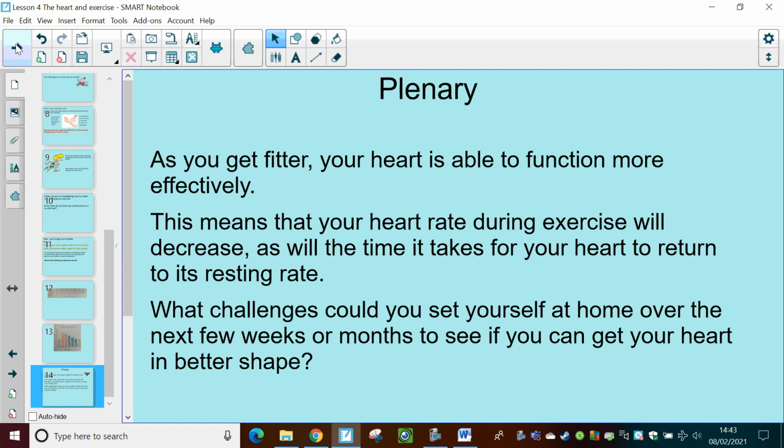Now, this is probably one of the best challenges I've seen. What challenges could you set yourself at home over the next few weeks or months to see if you can get your heart in better shape? You might come up with your own training plan, whether it's riding your bike, running, whatever it may be, because you're reaching an age now where you've got to start taking a little bit more responsibility for how you're looking after your body. And one of the most important things in life is to make sure that we are fit and healthy.